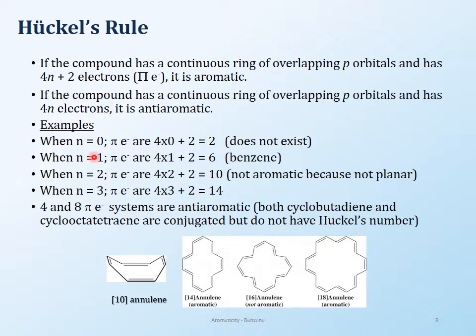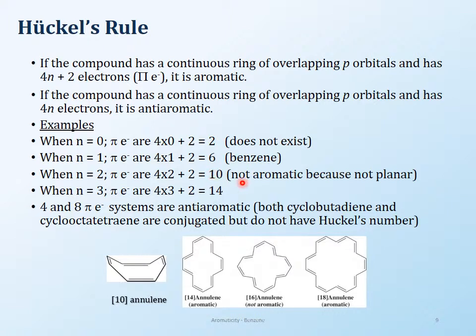When n is equal to 1, the number of pi electrons required would be 6. Any compound that has 6 pi electrons in it will be aromatic, which is benzene. Benzene has 6 pi electrons: 3 pi bonds, 3 times 2, 6. When n is equal to 2, that means you will have 10 electrons in it.